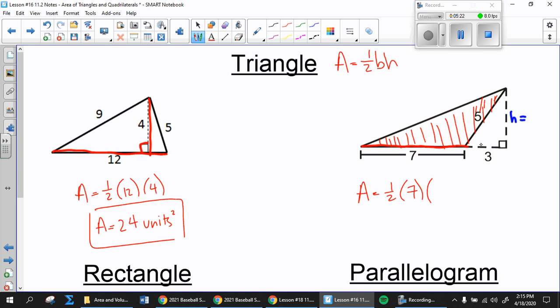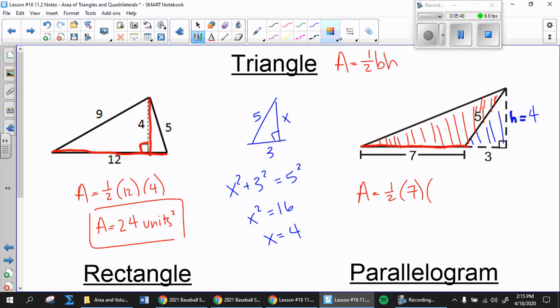Well, if I look at this additional little blue triangle right here, it's a right triangle where I know this is 3 and this is 5. Well, we should know by now how to find this missing piece right here. We simply do Pythagorean theorem. So that gives me x squared equals 16, which tells me my height over here is 4. So you're going to have to use some Pythagorean theorem we've done in the past to find that missing piece. And so 4 is my height. So 1/2 times 7 times 4 gives me 14, again, units squared.